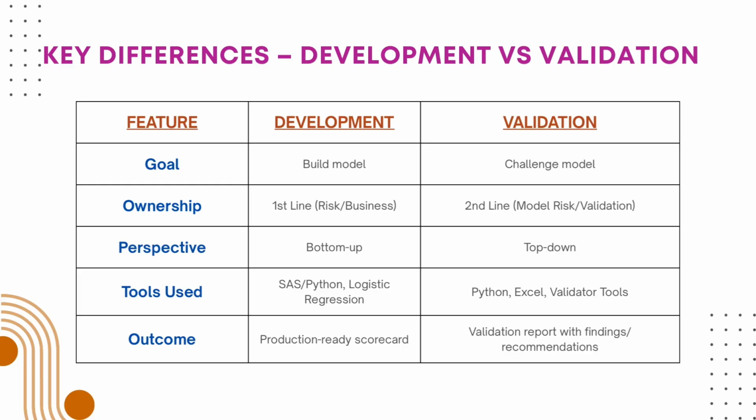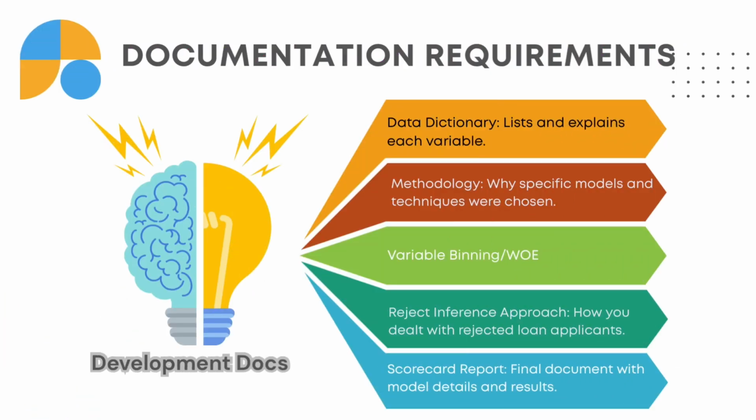For deliverables, the development team submits models, whereas the validation team gives sign-off reports with challenges, findings, and limitations. So, what are the documentation requirements when it comes to development? First is the data dictionary. It lists and explains each variable. Methodology: why specific models and techniques were chosen. Variable binning or WOE. Reject inference. It tells us how we deal with the rejected loan applications. Scorecard report. Final document with model details and results.